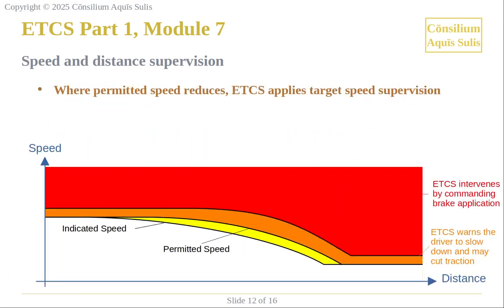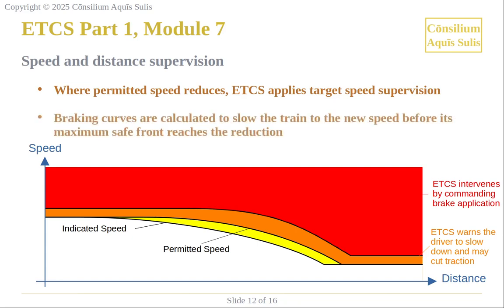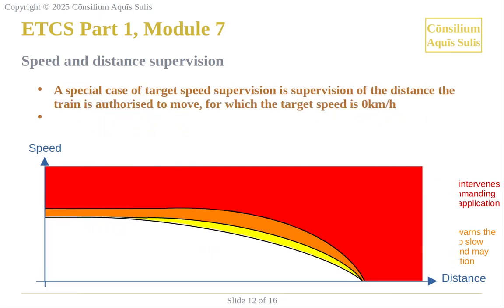Where permitted speed reduces, ETCS applies target speed supervision. Braking curves are calculated to slow the train to the new speed before its maximum safe front reaches the reduction. A special case of target speed supervision is supervision of the distance the train is authorised to move, for which the target speed is 0 km per hour.